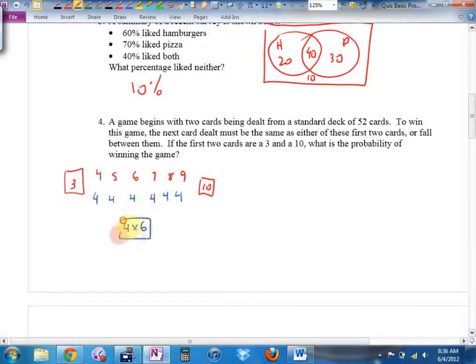24 cards. And how many 3s are left in the deck? 3. How many 10s are left in the deck? 3. How many winning cards are left in the deck grand total? 24 plus 3 plus 3, 24 plus 6, 30 out of how many cards are left in the deck? 50.